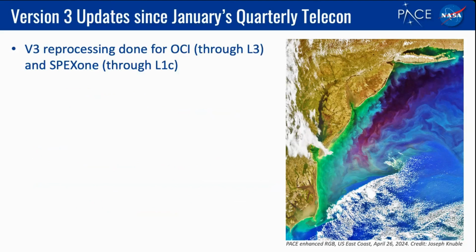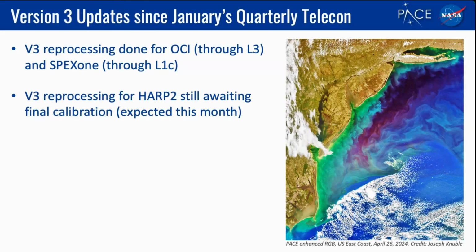As for a couple of quick updates for those of you that are keeping up with our data reprocessings, in our last community of practice telecon at the end of January, the version 3 reprocessing was rolling out. At this point, the most high-level changes since then are that the processing is done for OCI through level 3, and it's also done for SPEXone through level 1C. The reprocessing for HARP2 is still awaiting final calibration, but is expected this month.